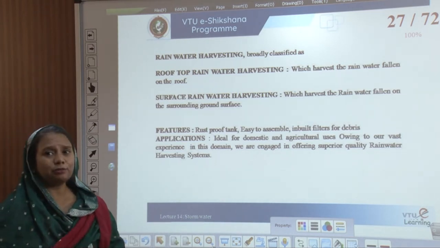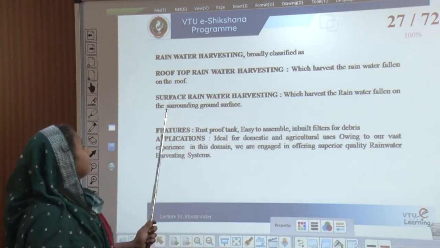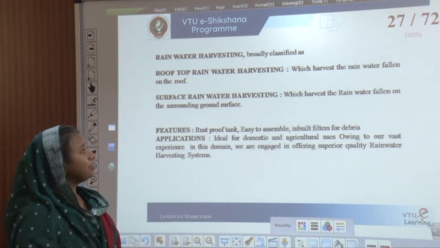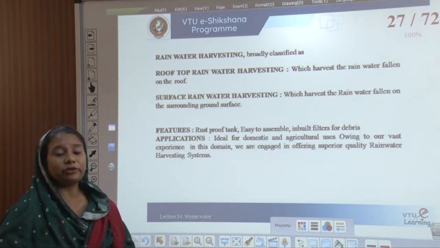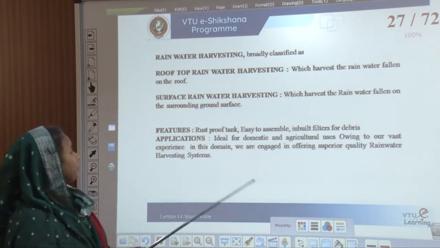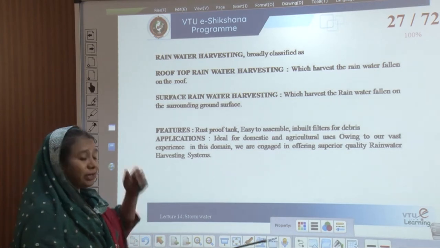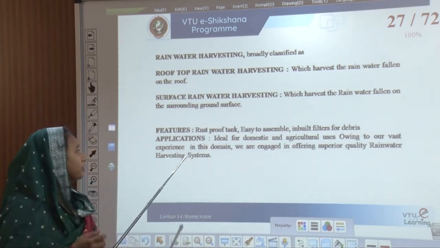Rainwater harvesting is basically classified into rooftop rainwater harvesting or surface rainwater harvesting. Rooftop rainwater harvesting is a harvest which is basically any water which falls upon the roofs, as the name suggests. Whereas rainwater which has fallen upon any surrounding ground surface is called surface rainwater harvesting.